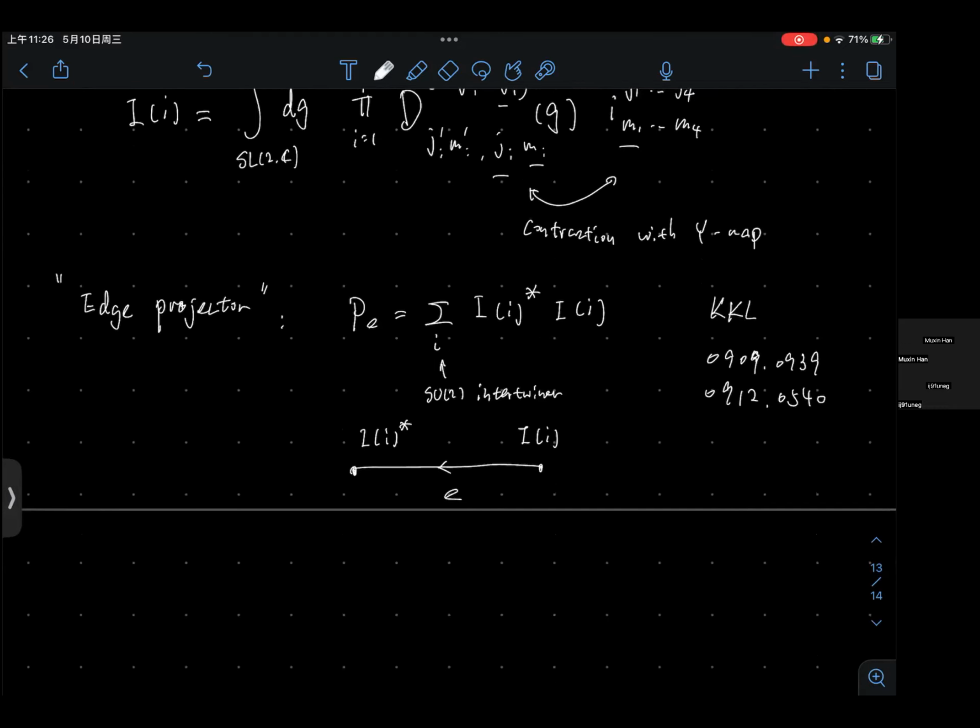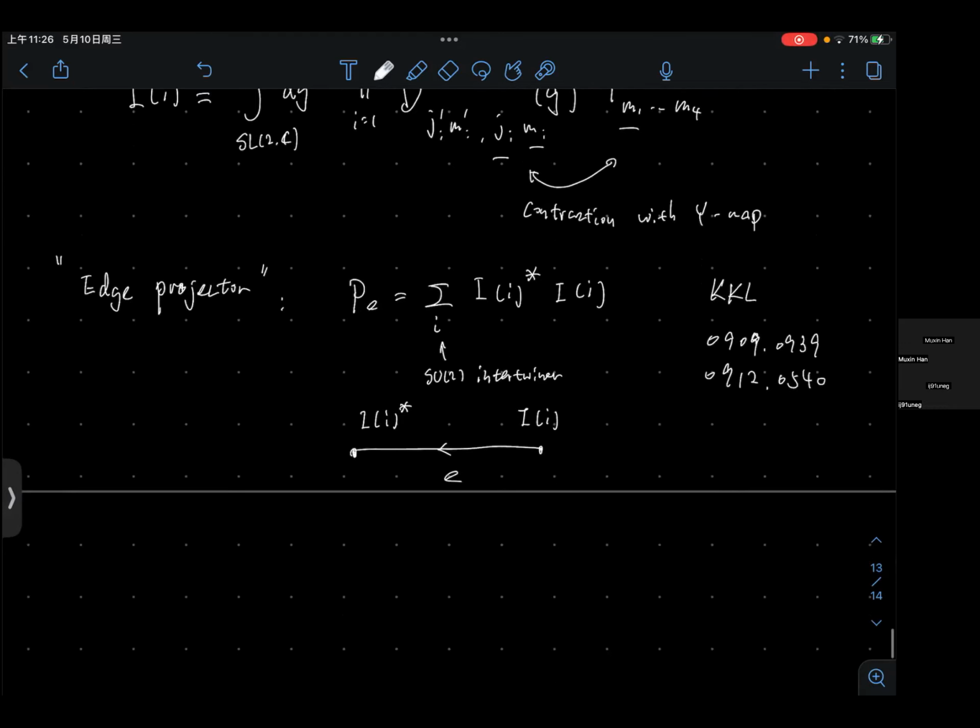But right now, I'm still using this PE to write down the amplitude because this is simpler. So then we can write down the EPRL Spinfoam amplitude formally as a trace of edge projectors. Now this amplitude is on a simplicial complex.